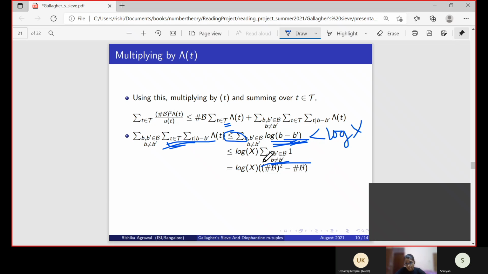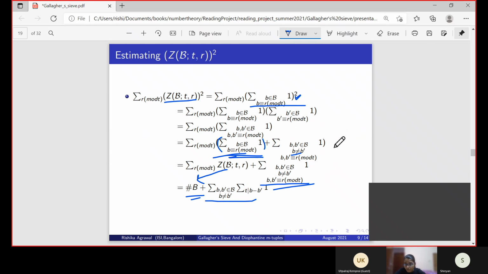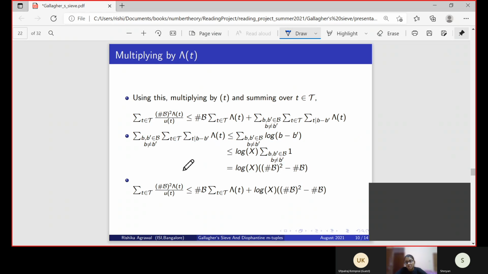Now, what is this inequality here? If you remember, we had reached a similar inequality here. This was b squared, and this is size of B squared minus size of B. I would say a similar inequality rather than the same. Okay, so this is equal to log of x times size of B whole squared minus size of B. Because we are considering not only the cases when b is not equal to b prime, we are subtracting the cases where b equals b prime.